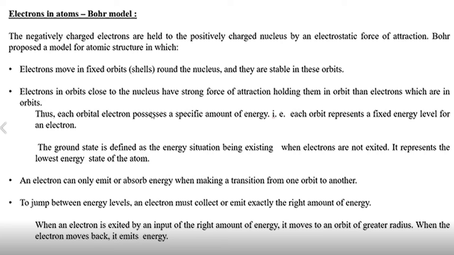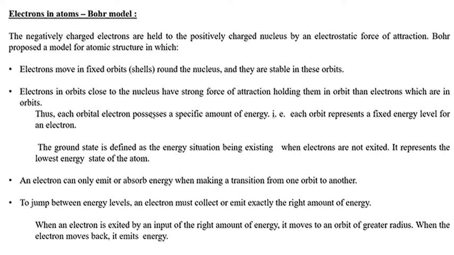Thus each orbital electron possesses a specific amount of energy. Each orbit represents a fixed energy level for an electron. We'll discuss what is going on inside this. The ground state is defined as the energy situation existing when electrons are not excited. It represents the lowest energy state of the atom. An electron can only emit or absorb energy when making a transition from one orbit to another. To jump between energy levels, an electron must collect or emit exactly the right amount of energy.